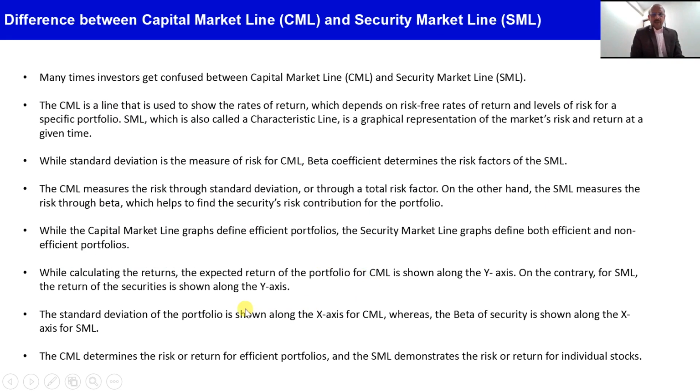So these are the main differences, and one important difference is that the CML always determines the risk and return trade-off for efficient portfolios, whereas the SML demonstrates the risk and return profile for individual stocks. So the CML talks of portfolios, whereas the SML talks of individual stocks. So this is all in this chapter.